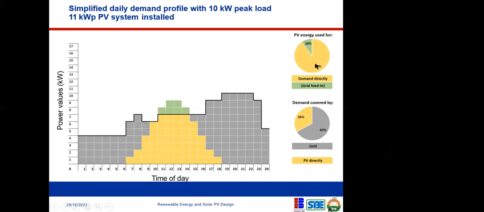90% of that is consumed directly. Okay, why 10% of it is feeding into the grid? Now, this is assuming that you have a grid-tied inverter, okay, that you can send to the grid. So only 10% is sent to the grid. And if you look below, you're going to see the demand that is covered by different supply sources. 67% is covered by your grid, whereas 33% is covered by your PV directly. This yellow portion, okay?